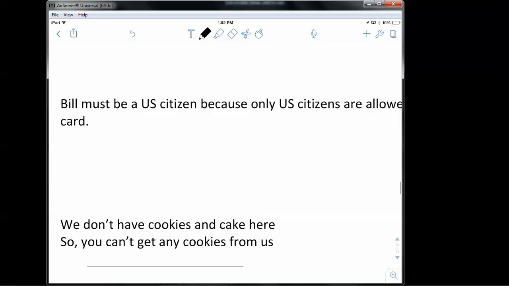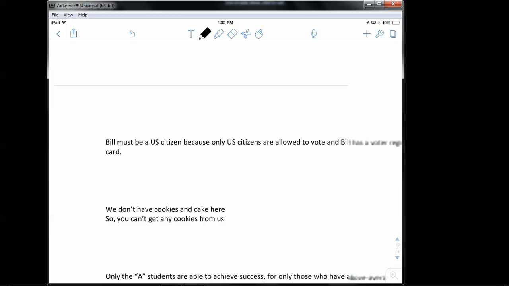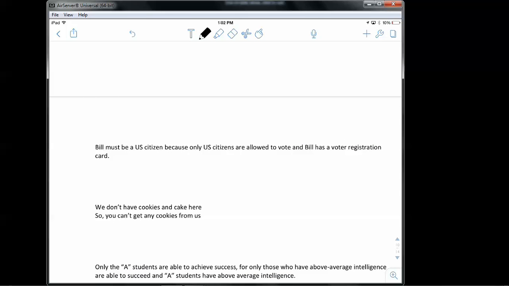Bill must be a U.S. citizen because only U.S. citizens are allowed to vote, and Bill has a voter registration card. This is not a conjunction or a disjunction. This is one of our categorical syllogisms, and actually you could put it in the if-then format, but let's do it like this. So Bill must be a U.S. citizen because, now this "because" right here lets me know that what I saw before this was the conclusion, and so what I see after this is going to be the premises.